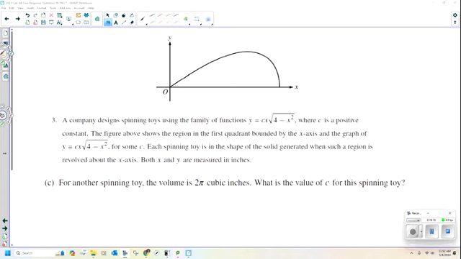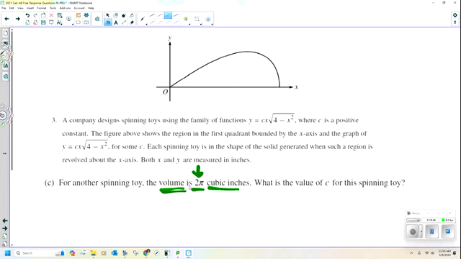3c. This is the last part. There's no a, b, c, and d. For number 3, there's just an a, b, and a c. 3c states, for another spinning toy, the volume is 2 pi cubic inches. That seems pretty important. 2 pi cubic inches. That's the volume. It's 2 pi. What is the value of c for the spinning toy?